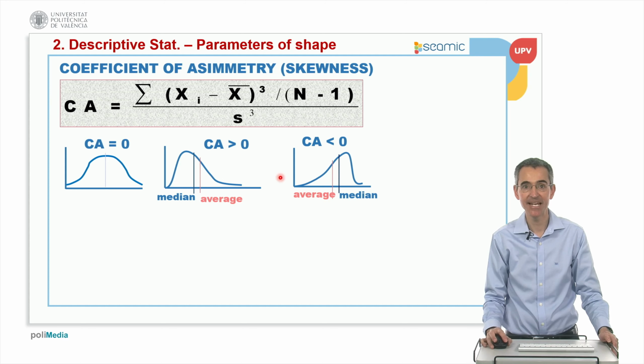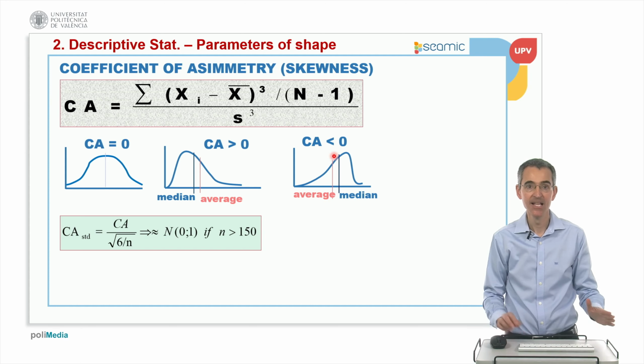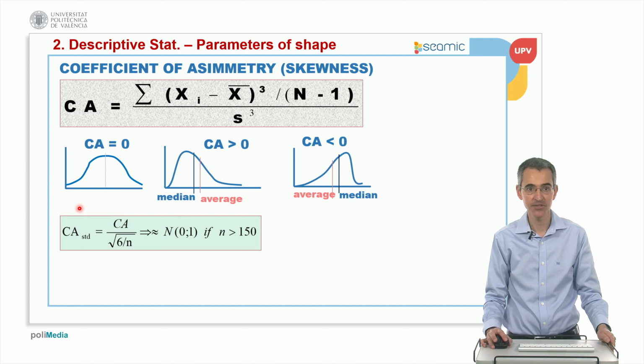But if I have data from a distribution like this, if we apply the formula, we get a negative value, and this is why we call it a negatively skewed distribution. Okay, then there's another parameter called the standard coefficient of symmetry. We just take this value and then we divide by the square root of 6 divided by n.